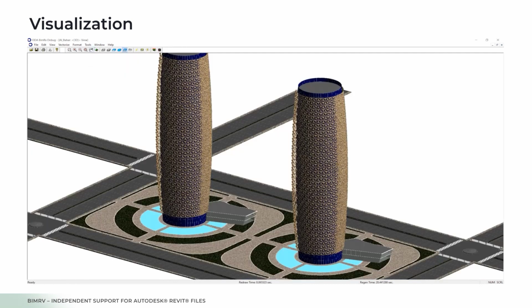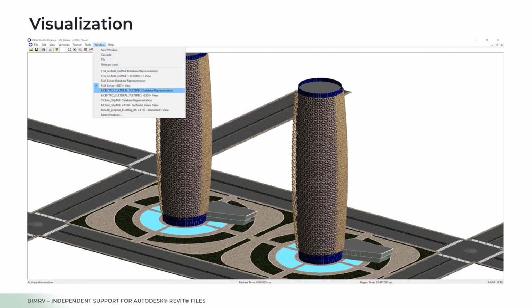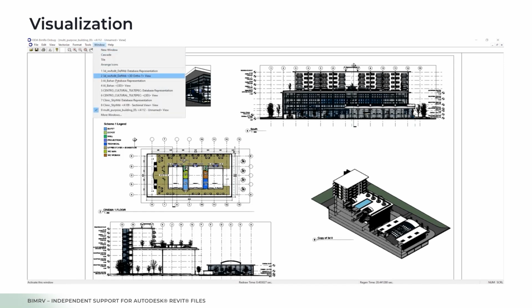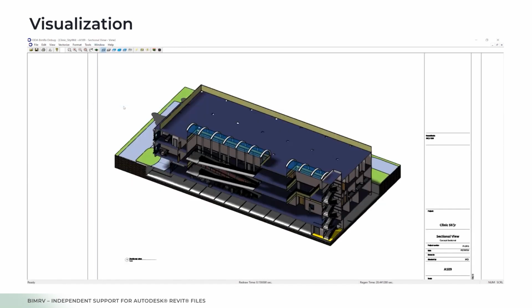We also can draw sections. Section geometry is not stored inside the file, and BIM-RV generates this geometry on the fly. You also can see annotation elements. And one more example, several sections on the screen.